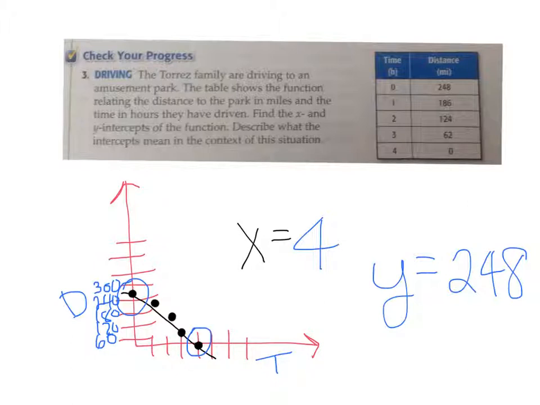So what this means is that at 4 hours, they are not traveling any distance, which means they have arrived at their destination. At 248 miles, they have just started, and that's the total distance that they have to travel.